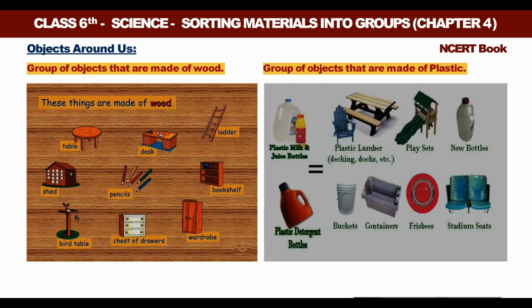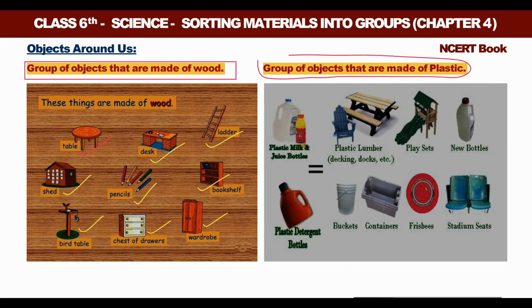So here there is a group of objects that are made up of wood. The table is made up of wood, the desk is made up of wood, the ladder is made up of wood, the bookshelf is made up of wood, pencils are made up of wood, a small shed for toys, a bird table, a chest of drawers, and the wardrobe. All of these are a group of objects that are made up of wood. Here we can see the group of objects that are made up of what? Plastics.